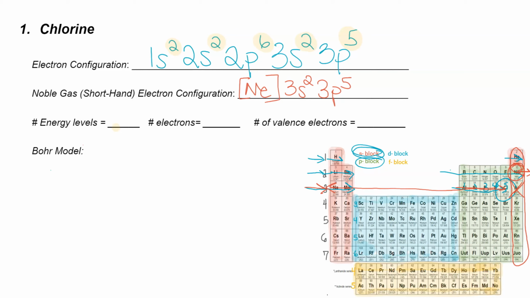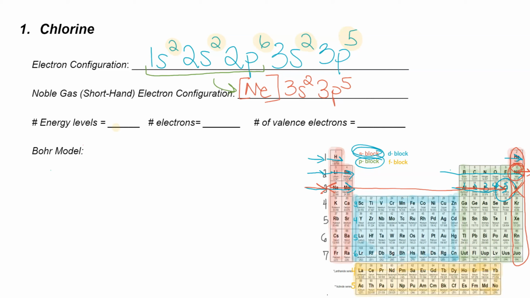So you can see how this is a much shorter way of writing our electron configuration. This shorthand notation allows us to eliminate all this first part, and we can shorten that down to just say neon, and then we can add the piece of the electron configuration that is after neon.